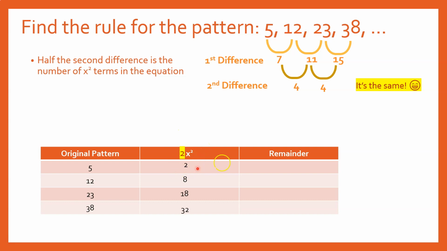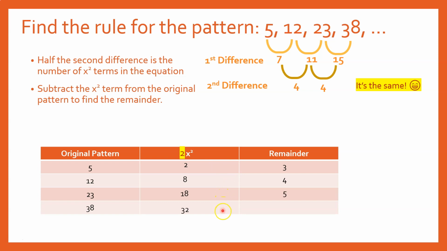So let's see what we've got left over, the remainder, and see if we can find the rule for that remainder. We're going to subtract this term from the original pattern to see what remains. We start off with 5 take away 2, which is 3, 12 take away 8 is 4, 23 take away 18 is 5, and 38 take away 32 is 6. This is our remainder. You can see this looks like quite a simple pattern, and we can find the rule for it.